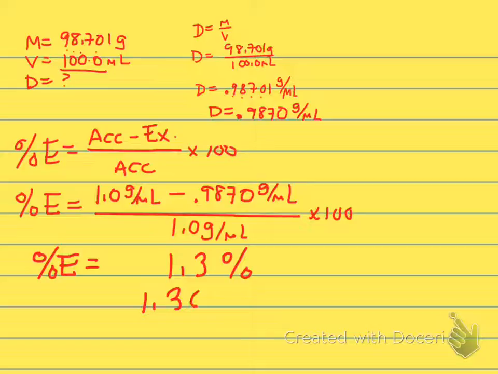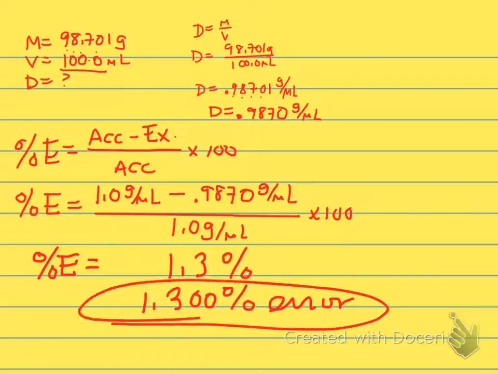Yep, 1.300% error. And frankly, that's pretty darn good. Being down in the 1 or 2% error is really quite good. That shows a high level of precision.